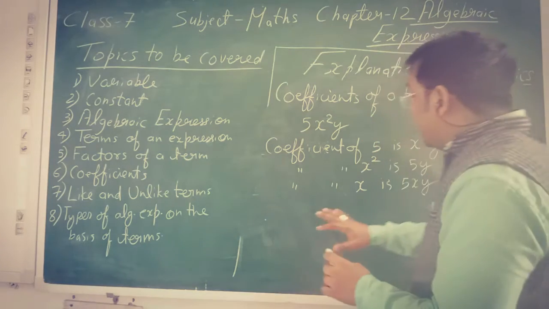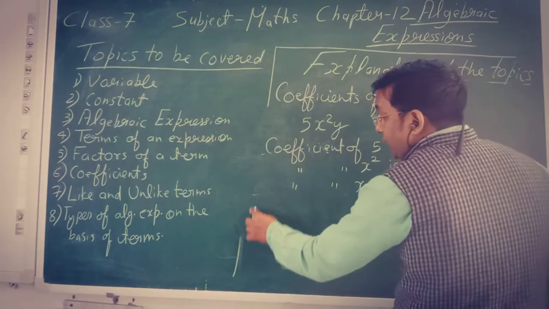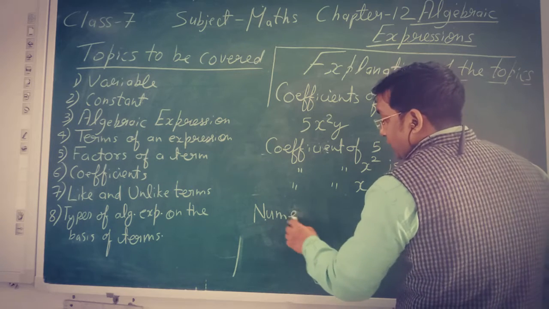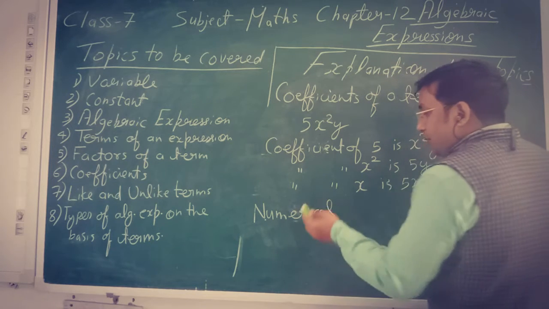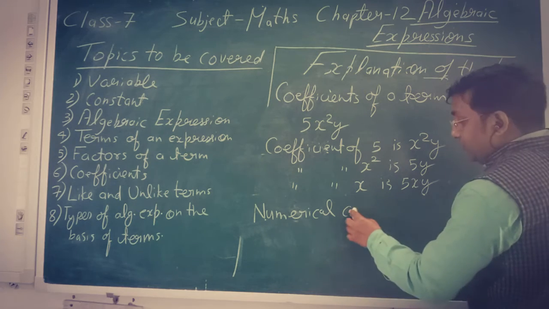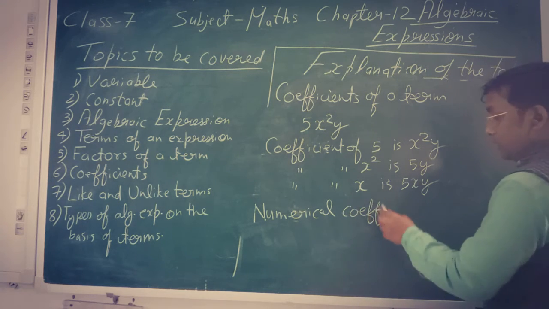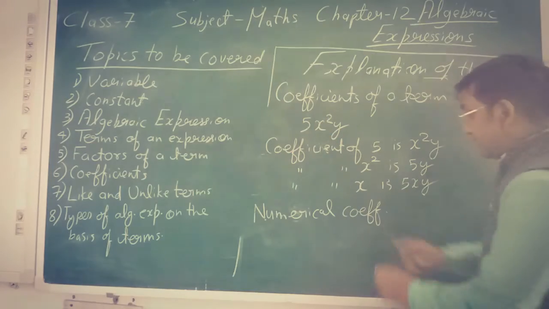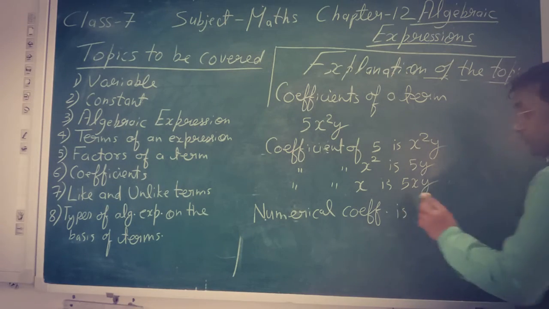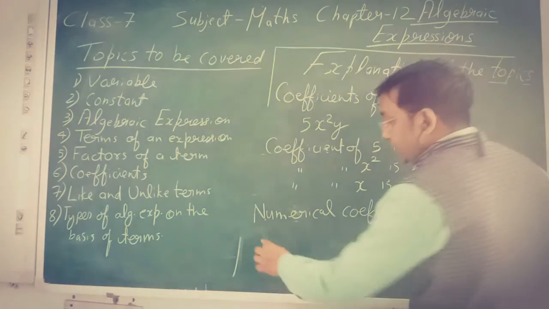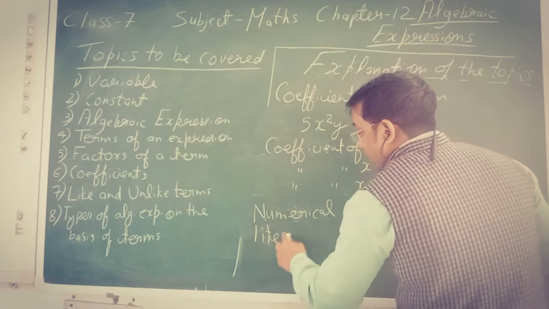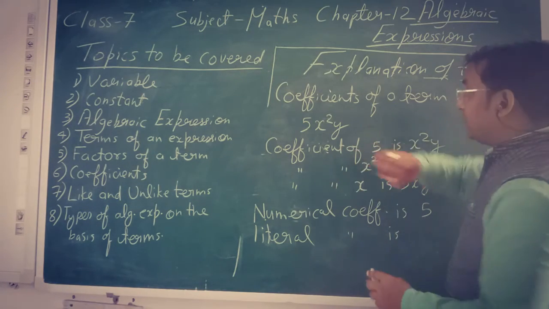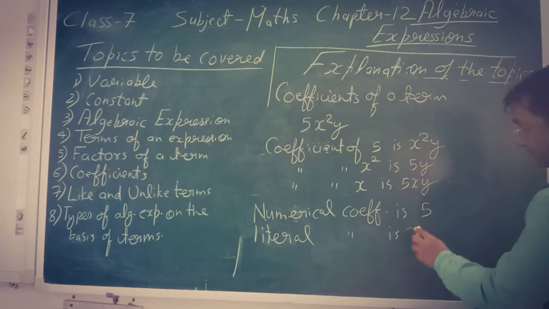Okay, and sometimes you are asked to find out the numerical coefficient. Numerical coefficient, or simply we say coefficient also. Numerical coefficient means the constant part, that is 5. So numerical part is 5. If I have to find out a literal coefficient, it is the variable part, that is this part.